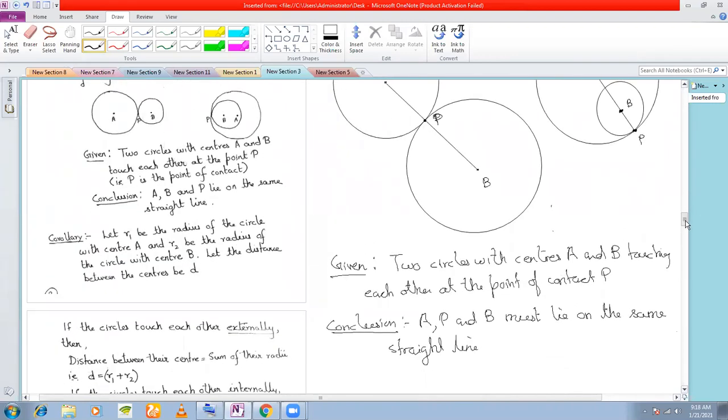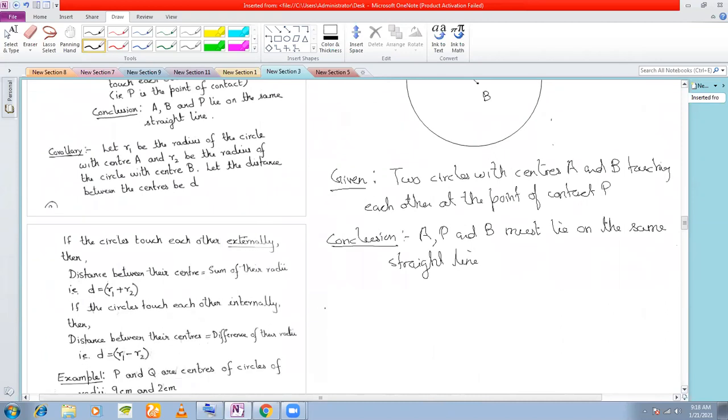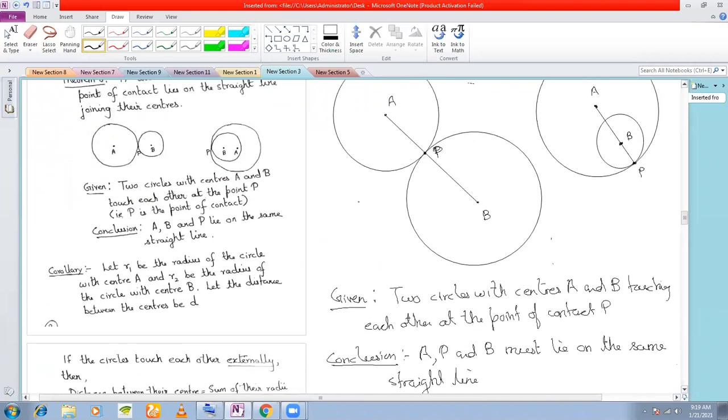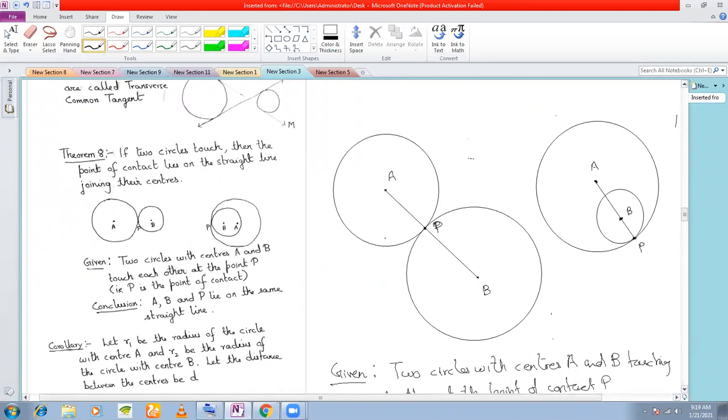Now, from this, we deduce two things. There are two deductions from this. Deduction number one: for circles touching each other externally. Okay. Now, consider the first diagram here.